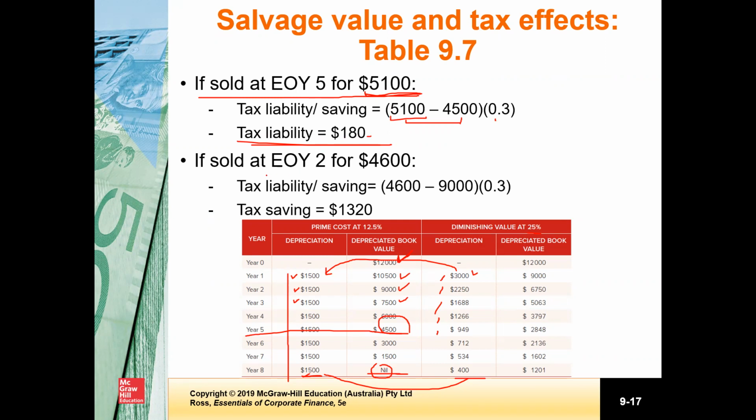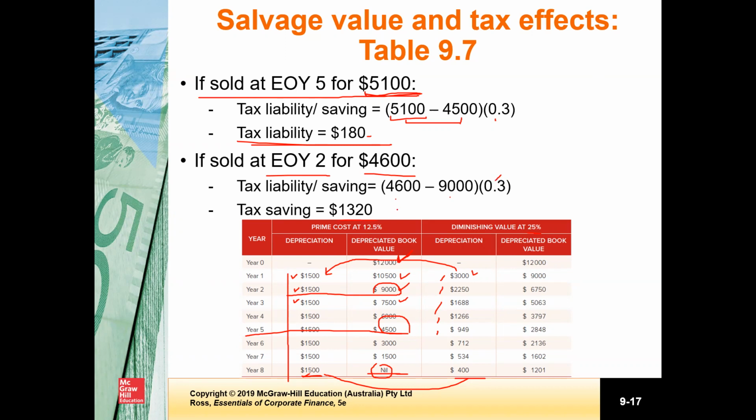On the other hand, if you sell it after the second year, you can see that its book value is 9,000, but if you sell it at 4,600, your sell price is less than your book value. Which means that you do not have a capital gain, you have a capital loss. And that will not bring you a tax liability, rather it will bring you a tax saving since you are having a loss. As this loss is adjusted with your profit, that will reduce your taxes. Once again, multiplied by the tax rate. So that's your tax savings.